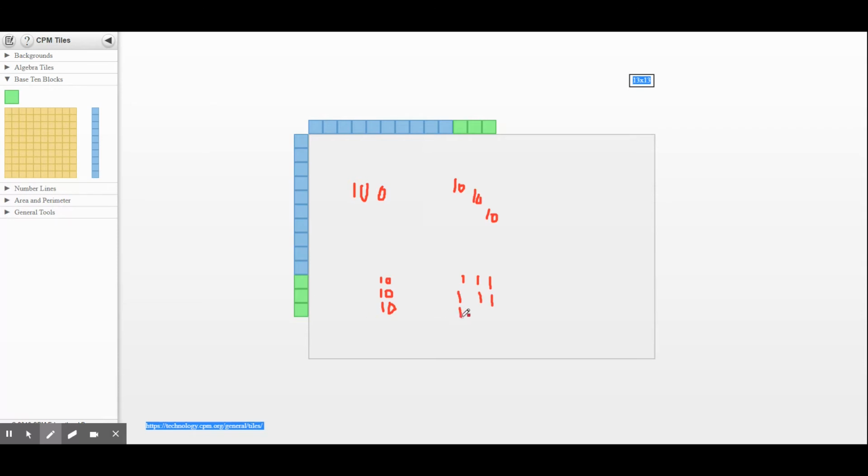1 multiplied by 1, and then 2 more ones. When we're done, we just add it up. 100, 110, 120, 130, 140, 150, 160, and there's 9 here, so 169.